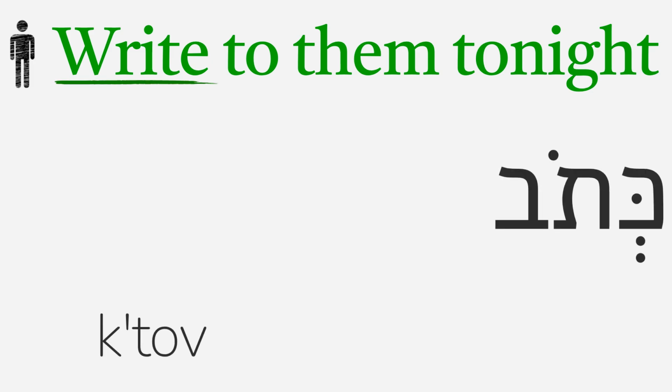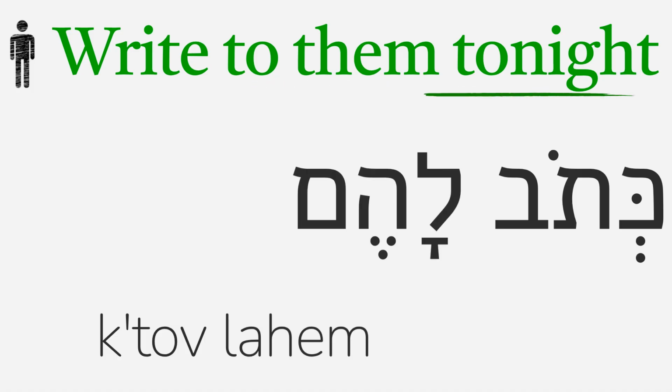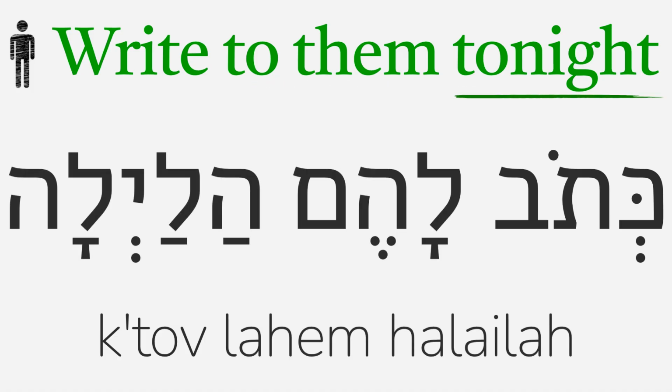Let's say, write to them tonight, speaking to a man. The imperative write, speaking to a man, is ketov, and to them is lahem. Tonight is halayla, literally, the night. Ketov lahem halayla, write to them tonight.